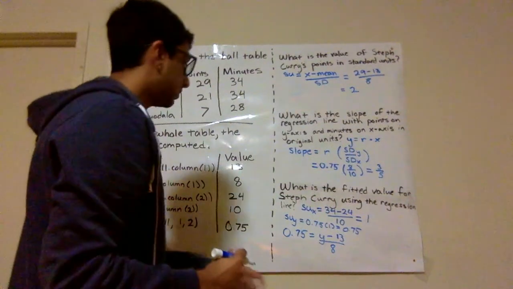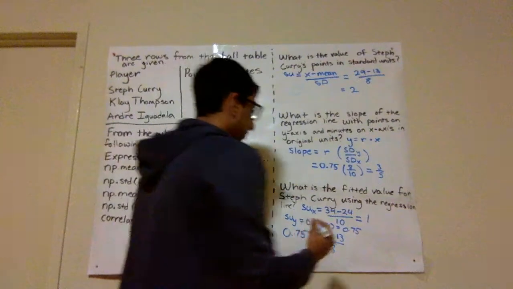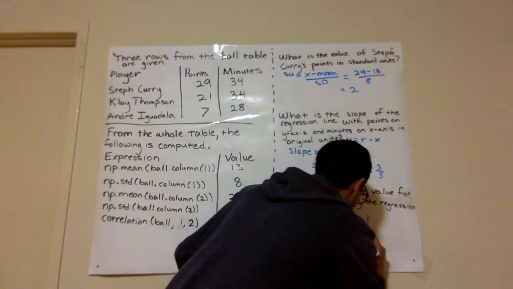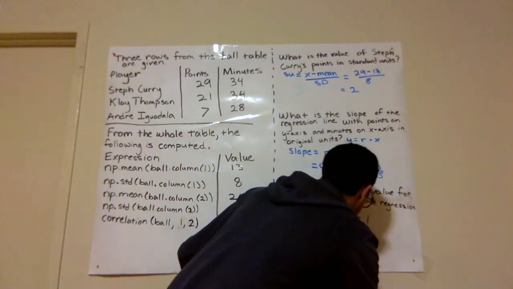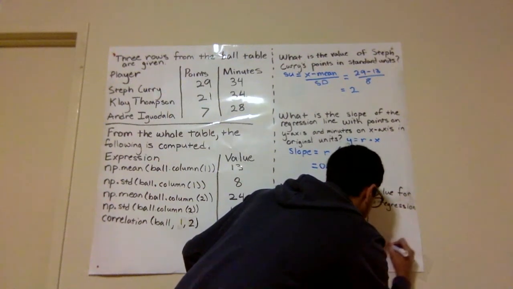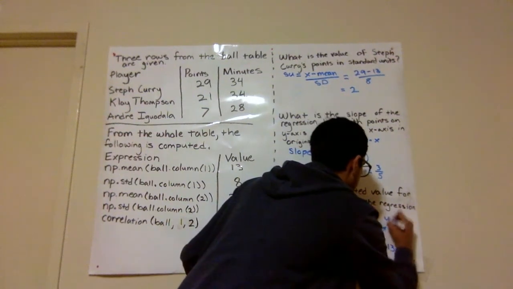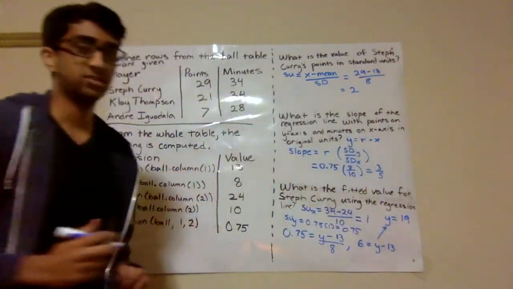Now what we can do is multiply 8 by 0.75. Again, that is also 3/4. So this gives us 6 equals y minus 13. So then, from extrapolating this out, we get y equals 19 as our fitted value.